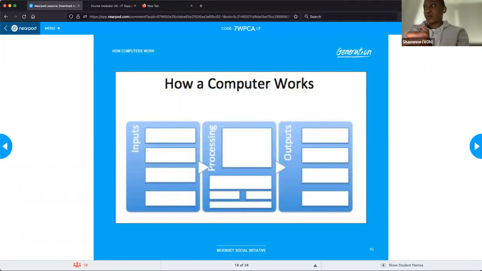All right, outputs. Monitor. Printer. Scanner. Speakers. Is scanner an input or output? Input. Sorry. Scanner would be an input. The printer would be the output mechanism of that. Speakers.